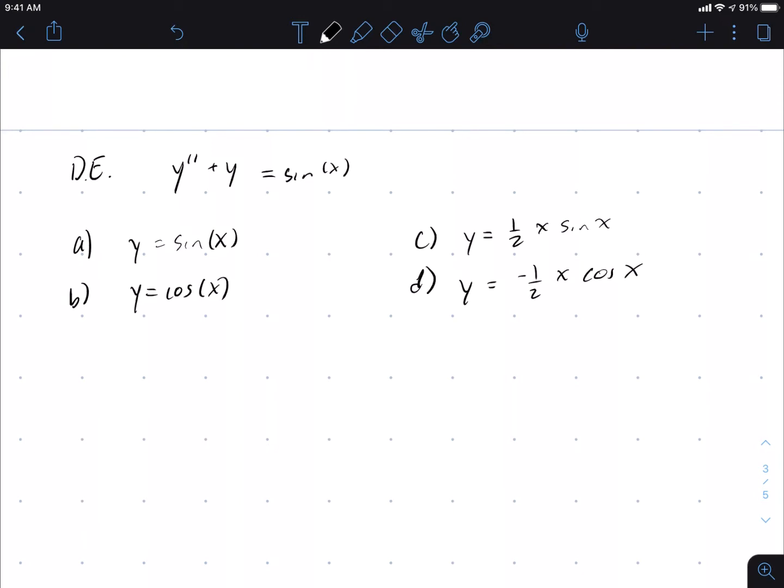That's kind of a pain, but sometimes you got to do it, right? So in this example here, we could plug in our substitution and see what we get, right? Because we want to see that it confirms the problem that we have. So which one do you think would work if we substituted it in, so that y double prime plus y would equal sine of x?